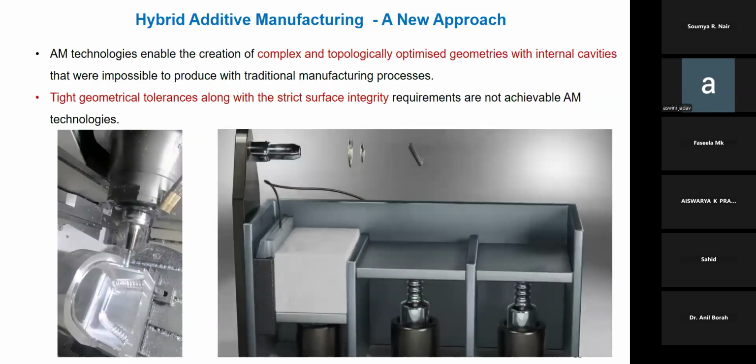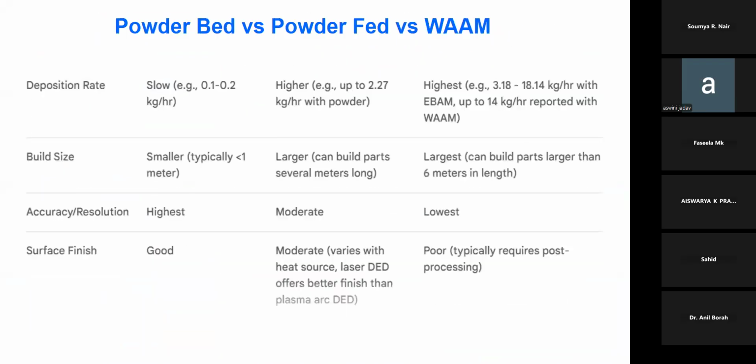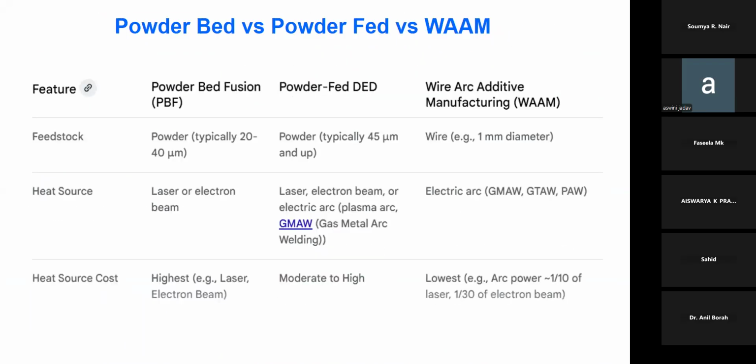So this is a hybrid additive approach that we will discuss later. Before that, we will have a fair comparison between powder bed, powder fed, and wire arc additive manufacturing. Why I have compared these three is, these three are very famous in the metal additive manufacturing industry, right? Start with the feedstock material. The powder typically in the powder bed machine is 20 to 40 micron, whereas in powder fed DED it is 45 to 90 microns. Whereas in wire arc additive manufacturing, it is 1 mm, or you can even go up to 1.2 mm.